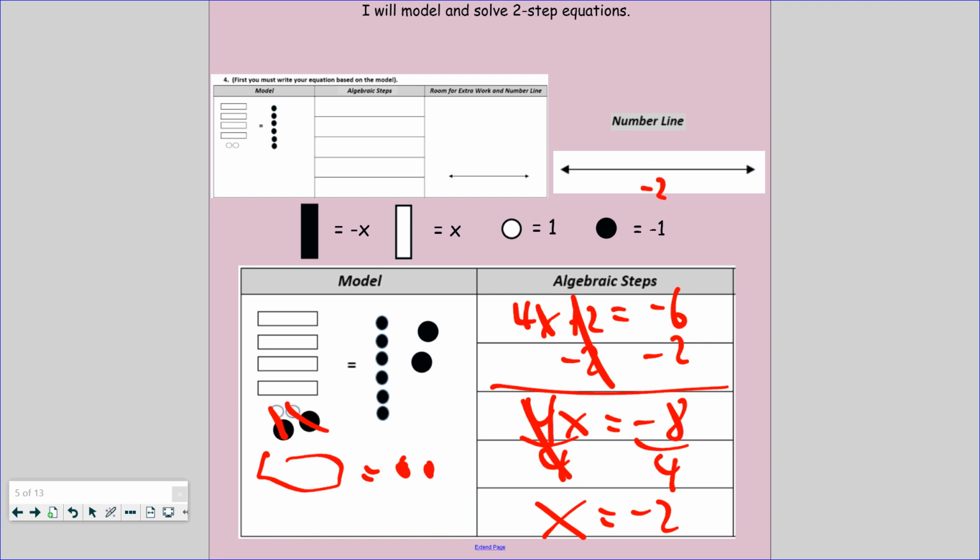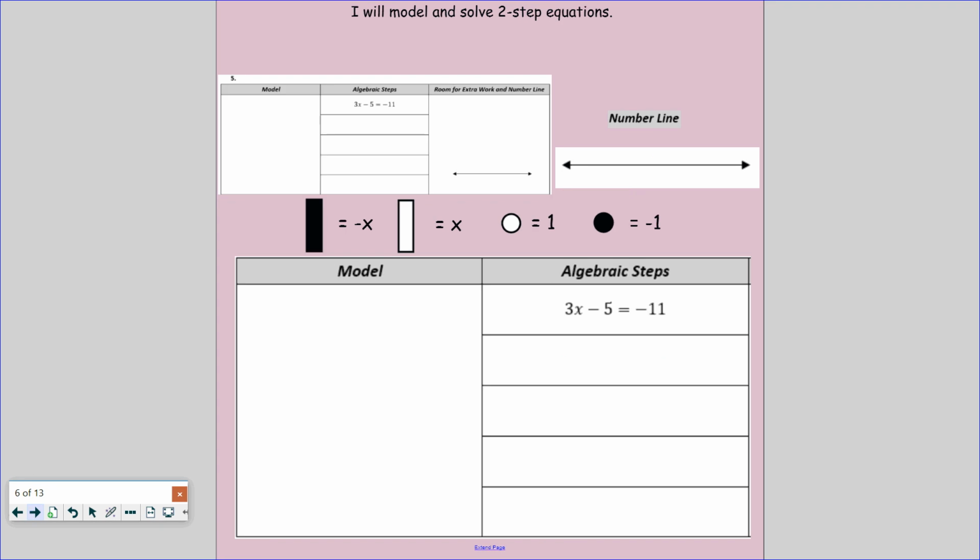What are two numbers to the right of negative 2? Negative 1 and 0. What are two numbers to the left of it? Negative 3 and negative 4. And is it an open dot or closed dot? Closed dot.